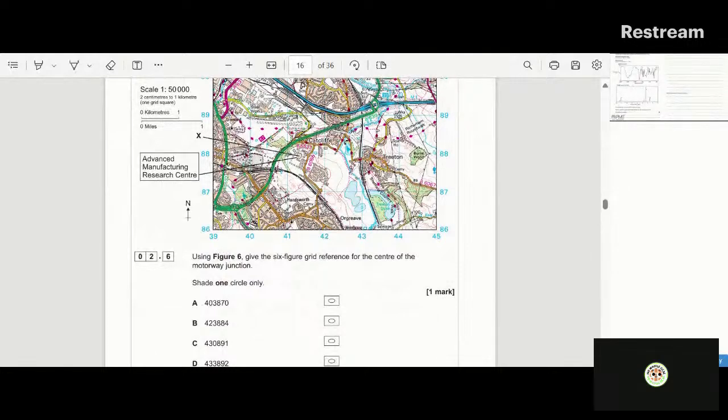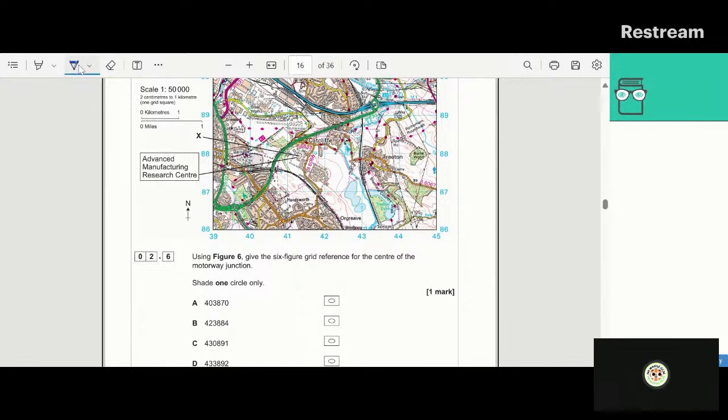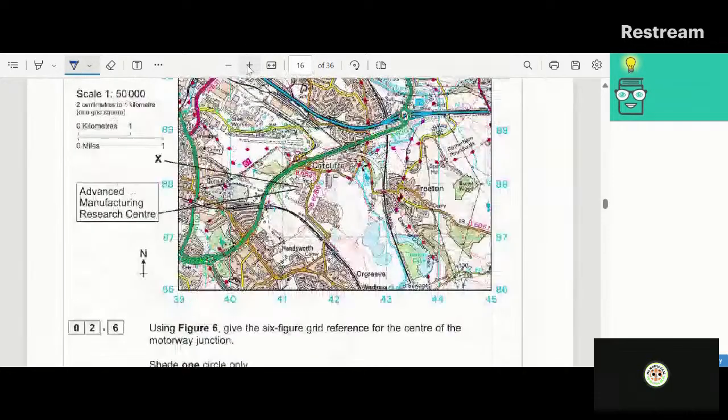I can see Rami has got it correct. Ben has also got it correct. Okay. And yes, Holly has also got it correct. Well done, everybody. A lot of people got it correct. So the answer is D. So how do we do a 6-figure reference, as some people are asking? They're looking for the center of the motorway junction.